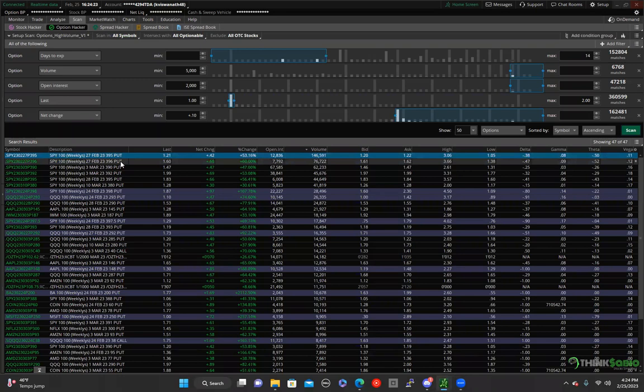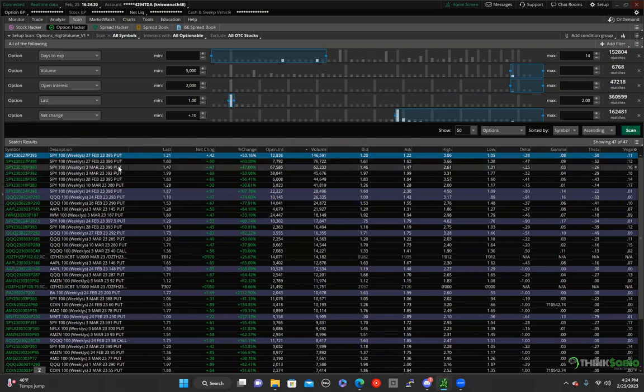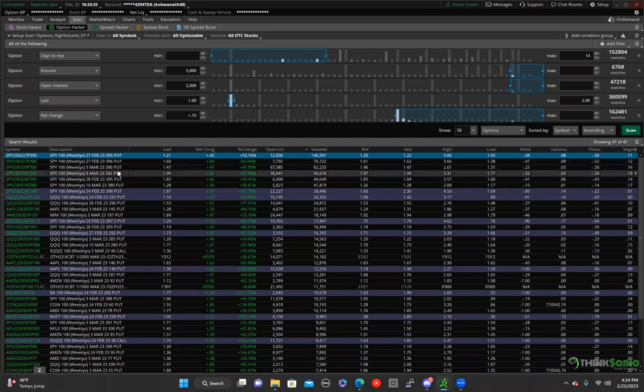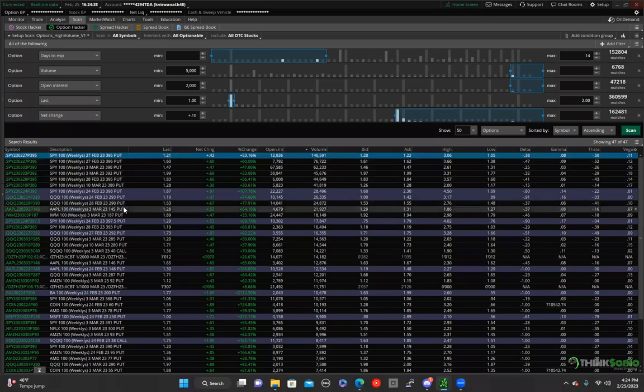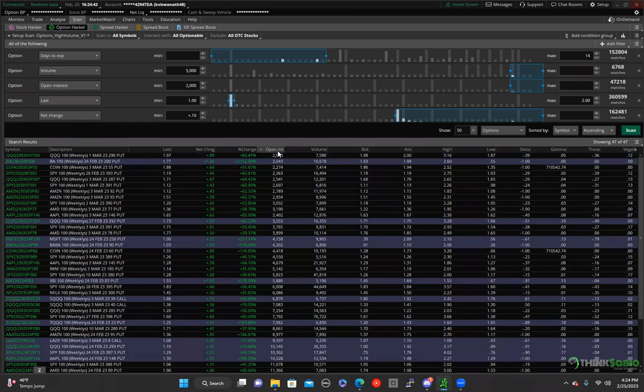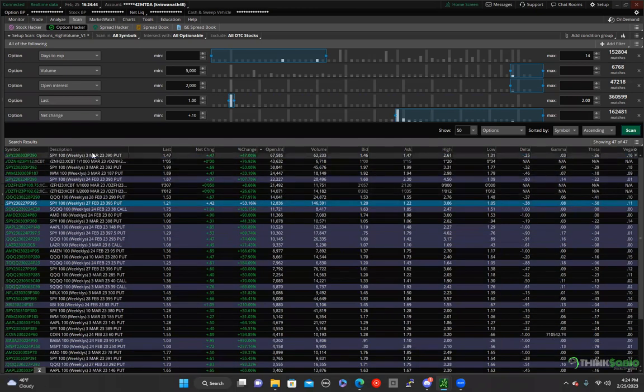Again, the second one is the SPY 396 put for the 27th expiry. That's the Monday. And then for 3rd March, 390 and 392 puts. Everything is SPY here. There is one Apple 145 put, and the volume is high. You can also sort it by open interest. The 3rd March 390 put has the highest open interest.